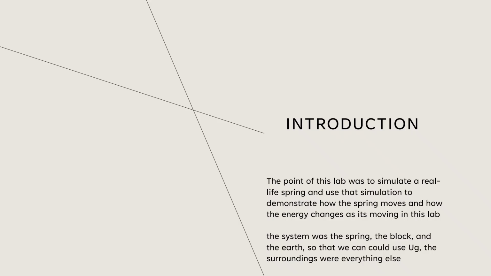Alright, first up, the introduction. The point of this lab was to simulate a real-life spring and use that simulation to demonstrate how the spring moves and how that energy changes as it's moving. For this lab, the system was a spring, the block, and the earth, so that we could use gravitational potential energy and the spring potential energy. The surroundings was basically everything else.